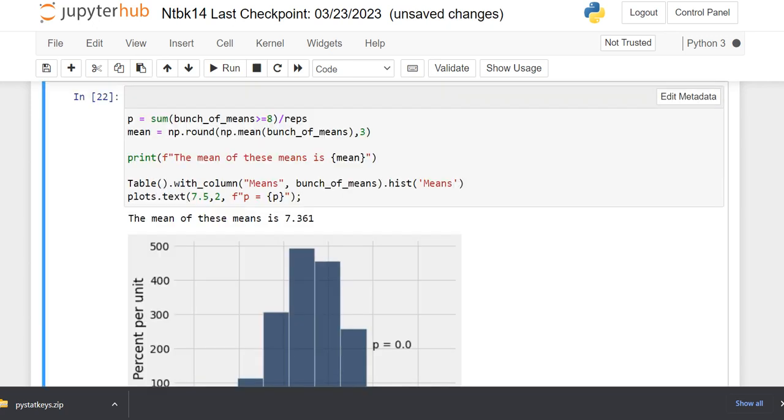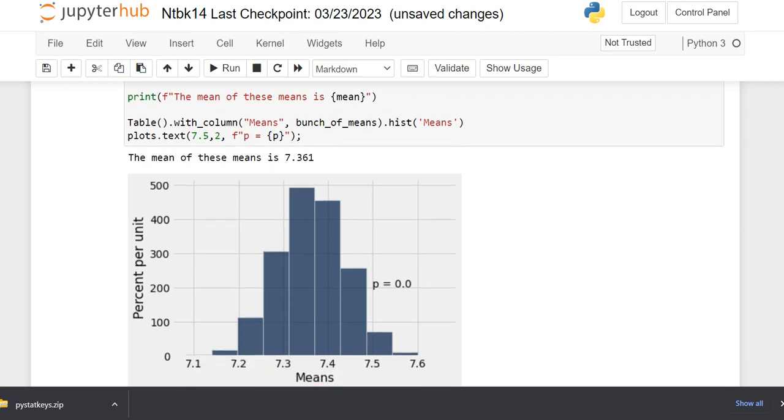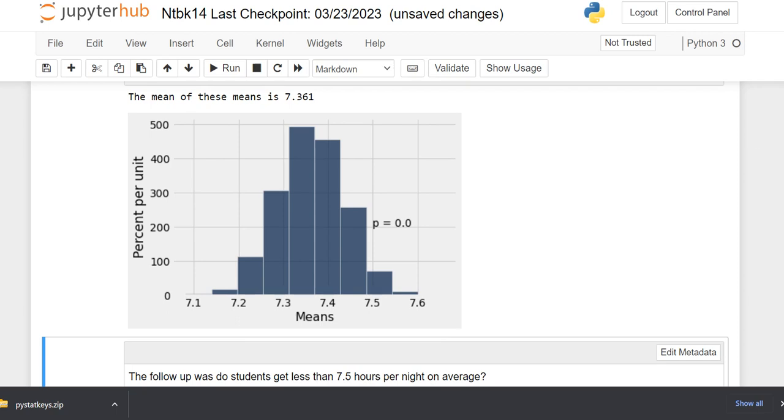And here we go. Here are the results. We find that the average of all of the means is 7.36. What's nice about this is that this bell-shaped curve is an estimate that's centered on the average number of hours of sleep college students get at night. Okay, so that's good.